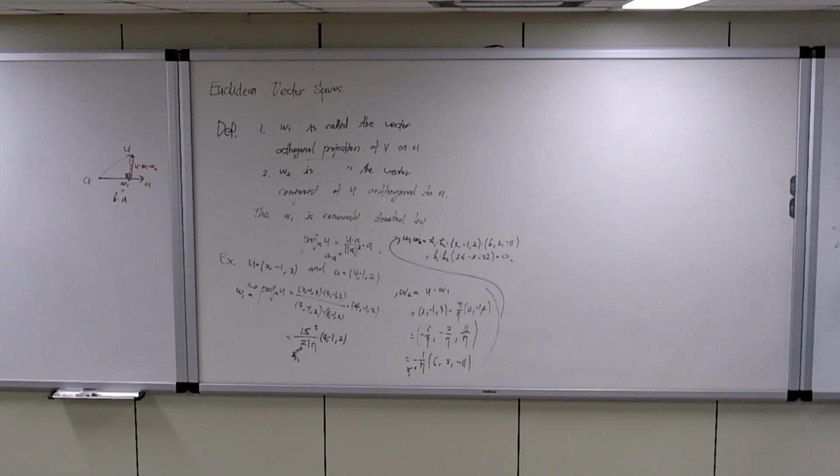And we have seen the projection of a vector (a, b): if we project it onto the standard basis, it gives the projection (a, 0) or (0, b).